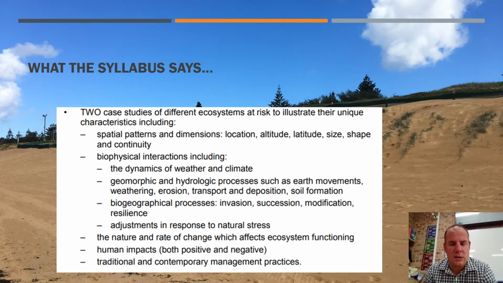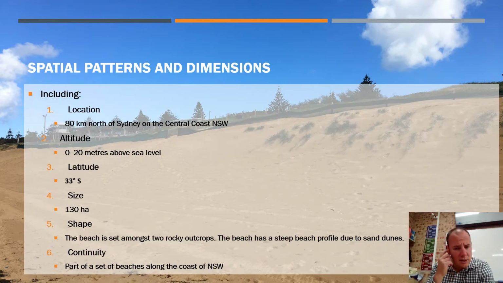It says that you need to use 2 case studies with spatial patterns, dimensions, biophysical interactions, the nature and rate of change which affects ecosystem functioning, the human impacts, and then traditional and contemporary management practices. So what I've done, I've just gone through each of these dot points and I'll explain to you so you can use that information and have a lot of knowledge for your case studies ready for your extended piece of writing. Okay, so let's have a look at the spatial patterns that I mentioned.